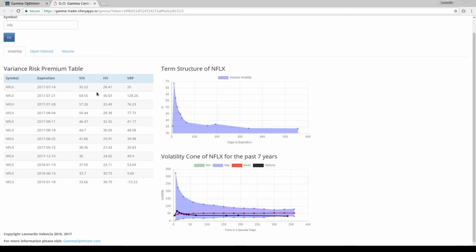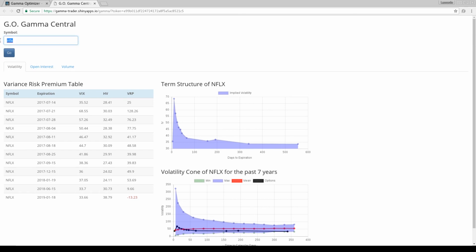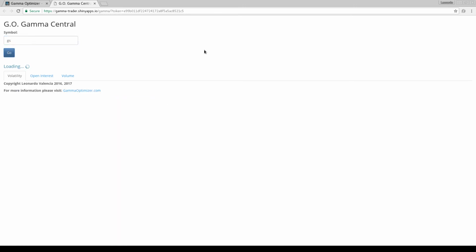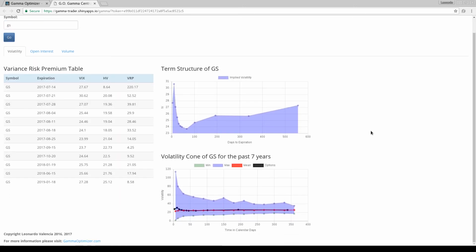And that's very useful. Let's look at something that is more sane. Let's look at something like Goldman Sachs, something that is not that crazy. Oh, Goldman Sachs is also reporting earnings. The good thing is, we can tell that earnings season is upon us based on the term structures, and you can also see the best trades.